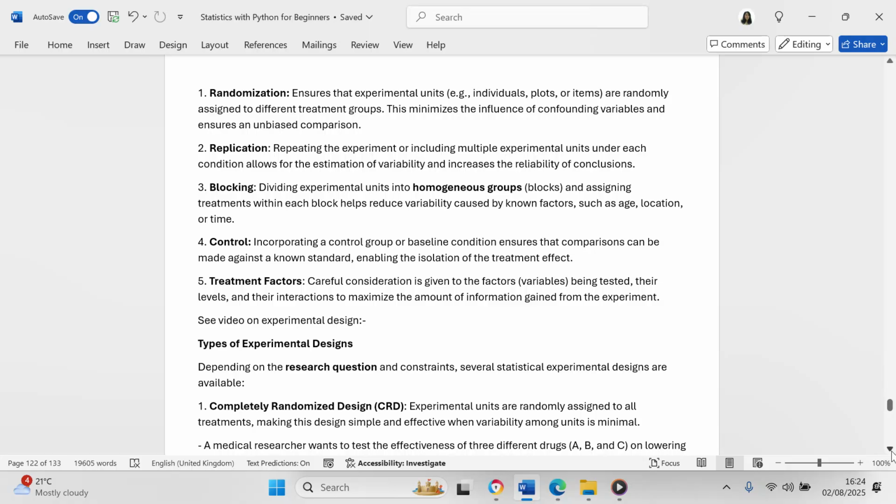5 is treatment factors. Careful consideration is given to the factors, variables being tested, their levels, and their interactions to maximize the amount of information gained from the experiment. So that covers the basics of experimental design.